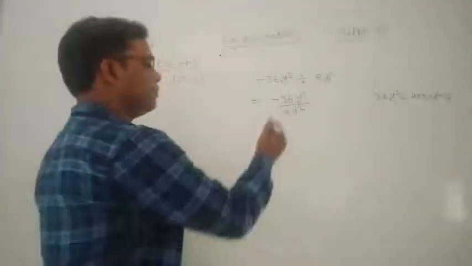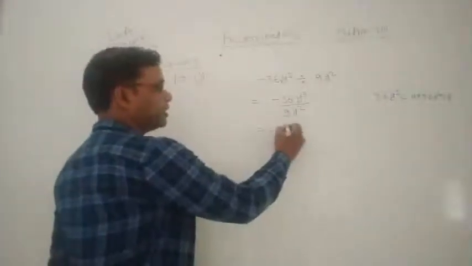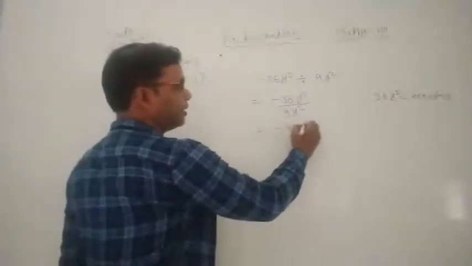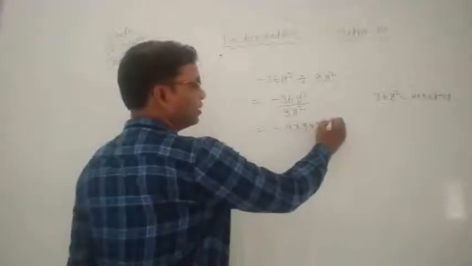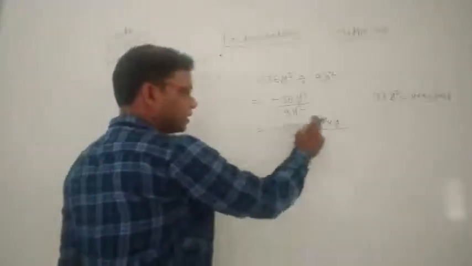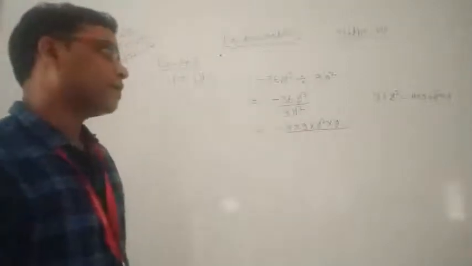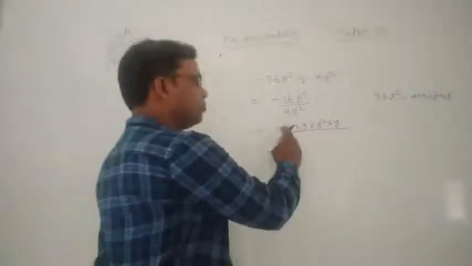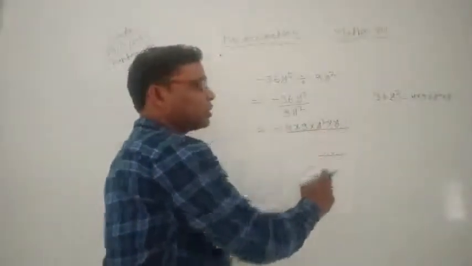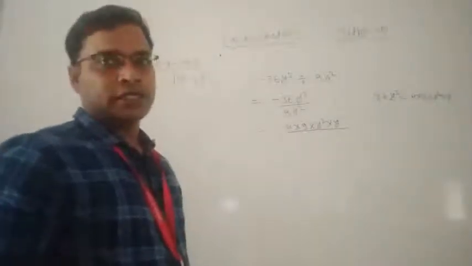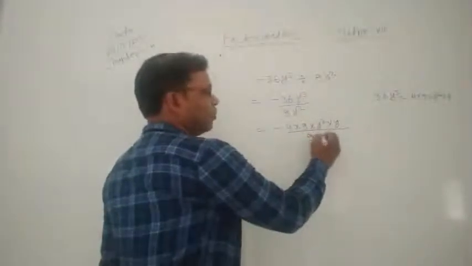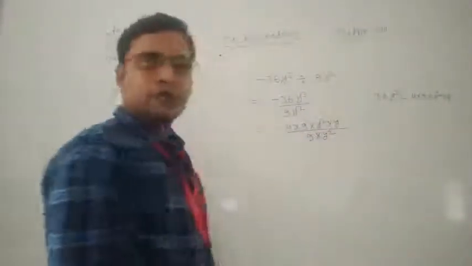So here we can write minus 36 y power 3 as minus 4 into 9 into y square into y, divided by 9 into y square. You can write 36 y power 3 as 9 for the 36, y square into y, which is equal to y power 3. This is clear. Now we write here 9 into y square. 9y square means 9 into y square. This is clear.